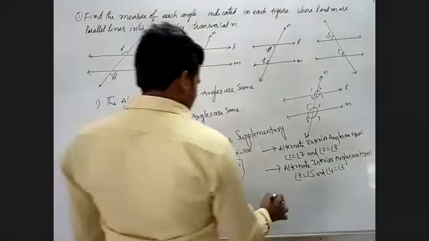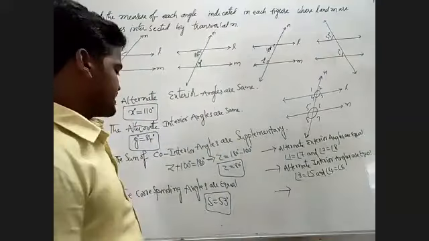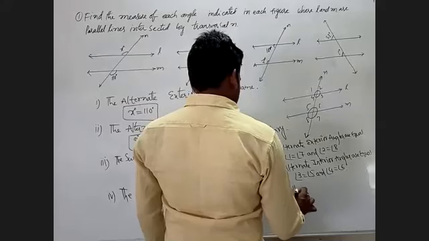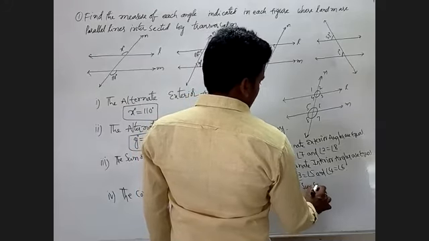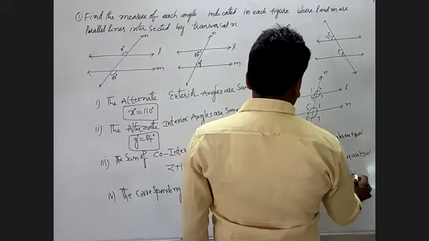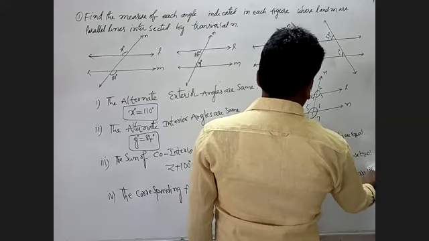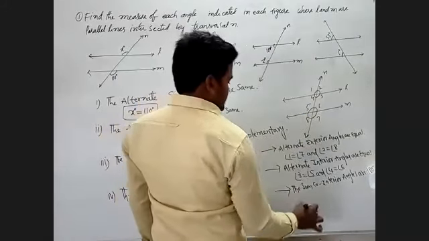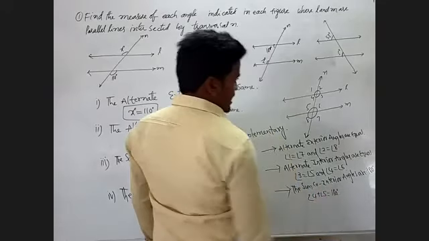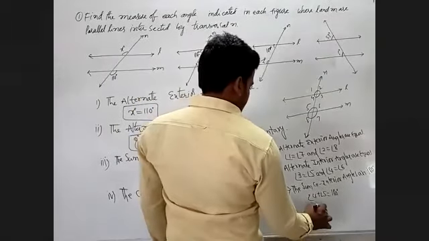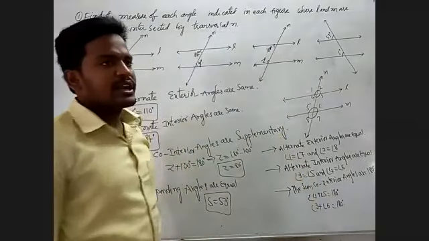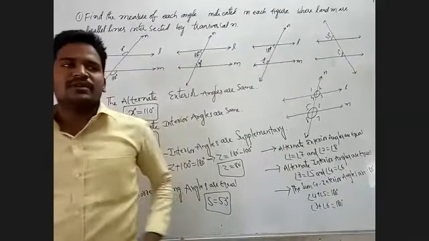One more, we write the extra condition, that is, the sum of co-interior angles is 180 degrees. Co-interior angles means I will write angle 4 plus angle 5 is equal to 180 degrees. Another one is angle 3 plus angle 6 is equal to 180 degrees. Okay, we have to write this one. The remaining I will explain in the next class.